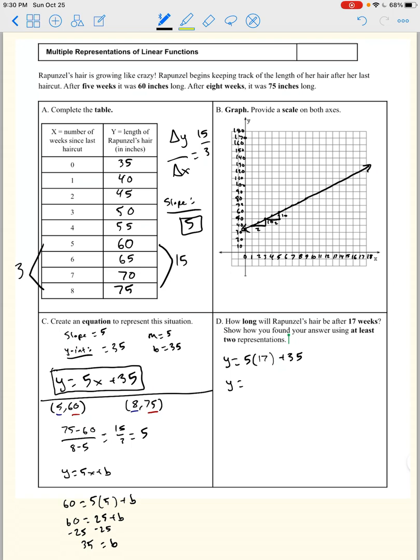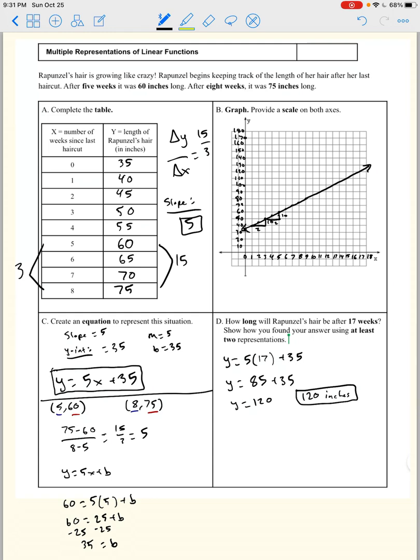Well, 5 times 17, let me just get out my calculator, is 85 plus 35. So y is going to be 120. So it's going to be 120 inches after 17 weeks. Which is actually what? 10 feet long? That's pretty long hair. But we also want to show at least 2 representations. So we need to use a second one.